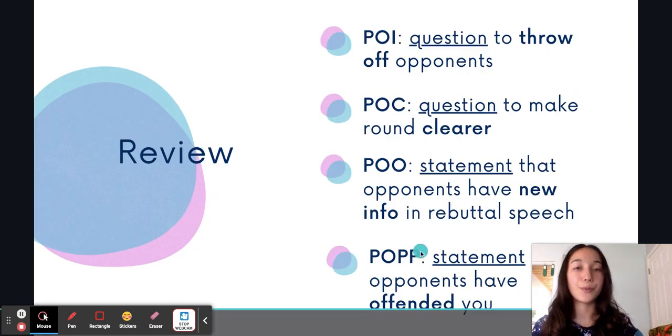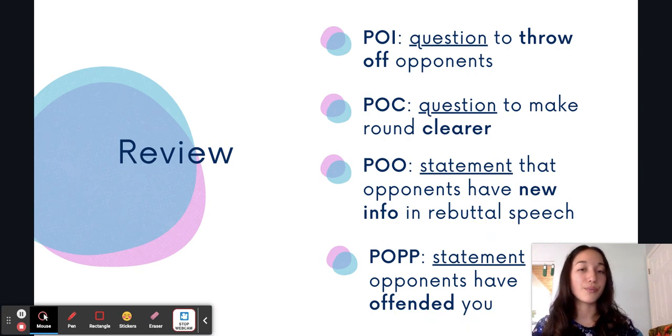Let's go over some review. We begin with the POI, or a question to throw your opponents off. These are by far the most common. Or it could be a POC, a point of clarification, or a question to make the round clearer. Point of orders are the second most common. They are statements that essentially state that your opponents have introduced new information in a rebuttal speech.